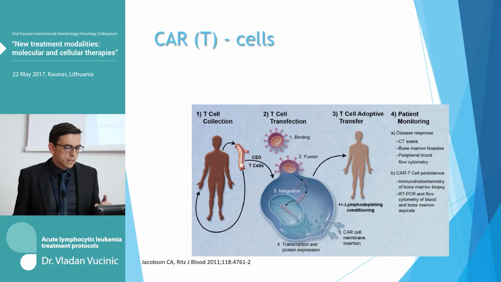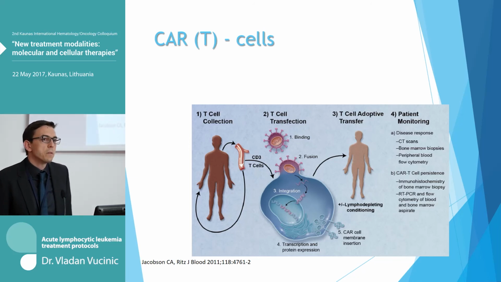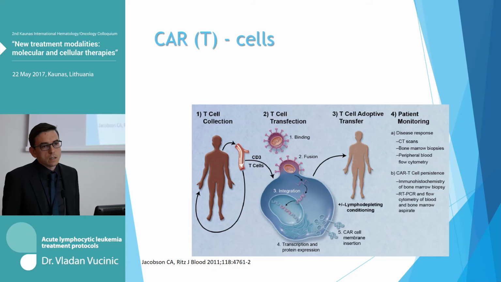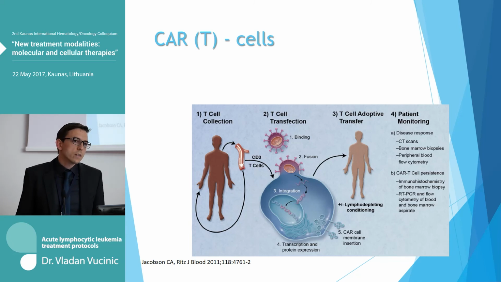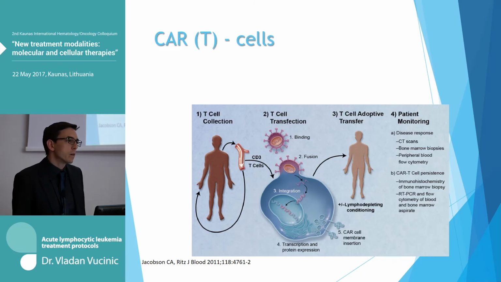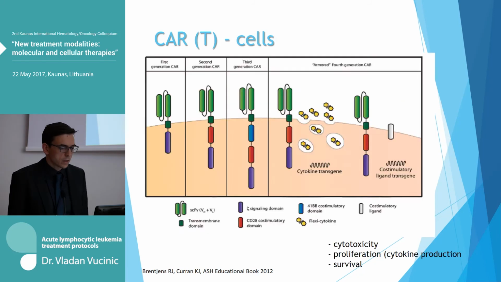And what does it look like in a clinical setting? You perform a T cell collection in a GMP lab, in a pheresis lab. You perform a T cell transfection, and after about 13, 14 days, you have a CAR T cell infusion. Before the reinfusion of the CAR T cells, the patient gets lymphodepleting conditioning, usually with fludarabine and cyclophosphamide. After giving the CAR T cells, they start working, and you follow it by bone marrow investigations, by imaging investigations, and by investigations of the blood.